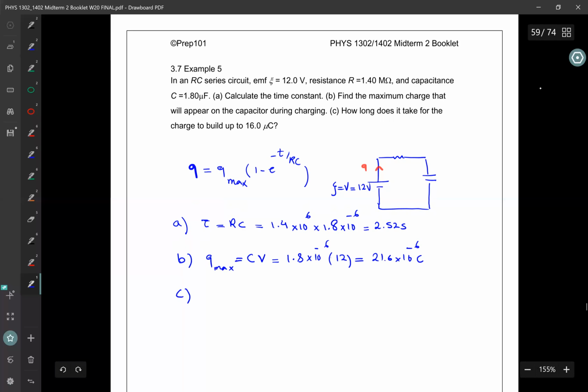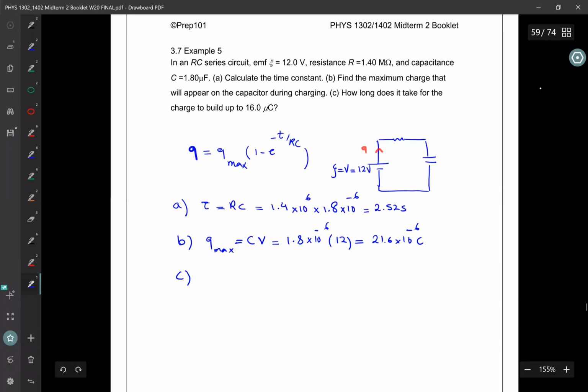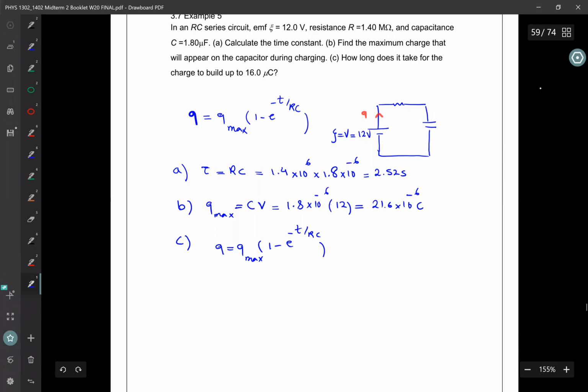Part C, how long does it take for the charge to build up to 16 microcoulomb? So now I'm going to use that equation for the charge. Q equals Q max times 1 minus e to the minus t over RC. Now, for Q, I am subbing in 16. For Q max, I can write it in microcoulomb because I keep Q in microcoulomb, 21.6, times 1 minus e to the minus t divided by 2.52.